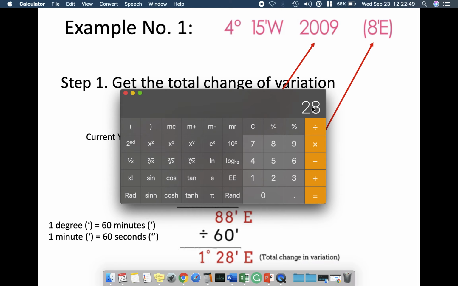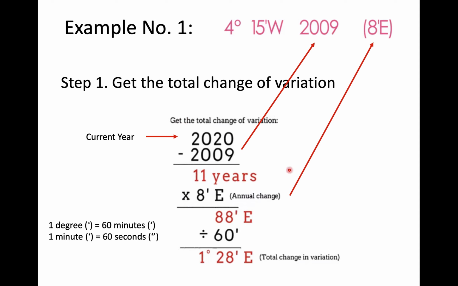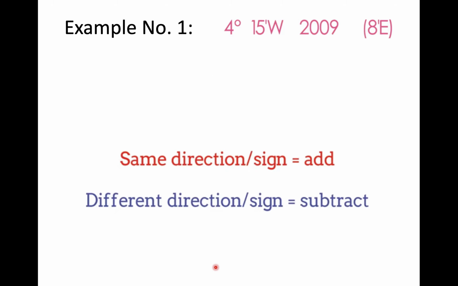So 28. And then this one you bring down, you put it here. That's 28 minutes east. Okay, very good. I hope you get it. Now let's proceed to the next step. We're not yet finished. What we did was only step one. We only solved for the total change in variation. This is the total change in variation for 11 years since 2009. Okay, now let's move on.